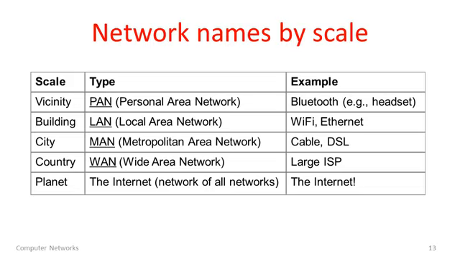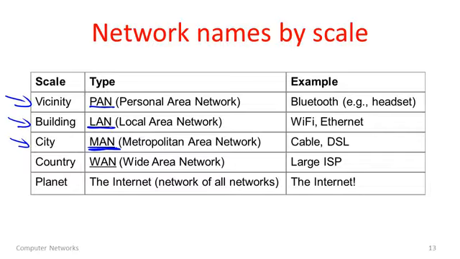Networks are often named by the scale at which they operate. Networks which operate just in a vicinity, a relatively small area, are sometimes called a PAN or personal area network. Bluetooth is an example of this. That's just your Bluetooth headset. Other networks operate at a building level scale, and a LAN or a local area network is a classic building scale network. Wi-Fi, which is wireless, or wired Ethernet are examples of these networks. Bigger networks operate at a city scale.